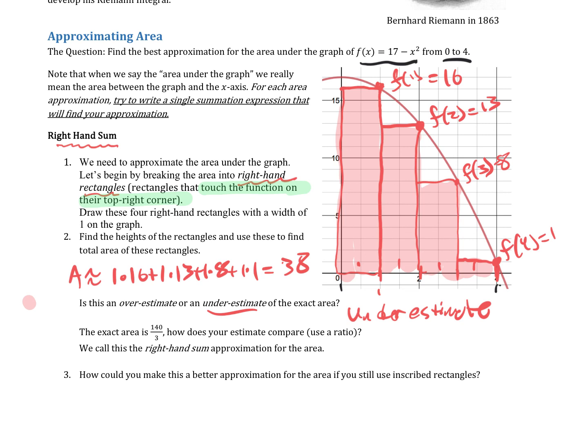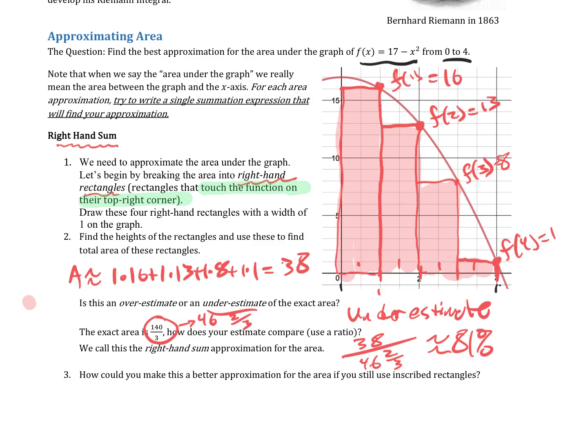And we can actually figure out how close we are because the exact area is 140/3, or 46 and 2/3. So if we want to find an approximation or figure out what percentage we have there, we have 38 out of 46 and 2/3. And that comes out to about 81%. All right, so we're on the right track.